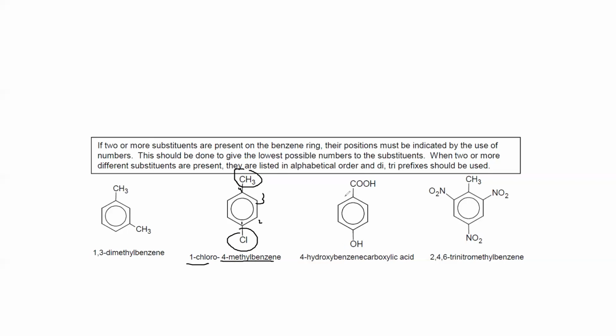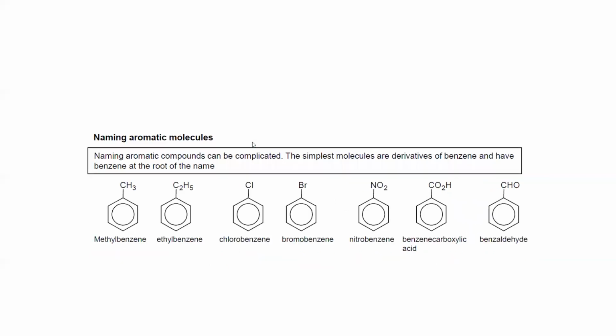Same way, if I count from here, 1, 2, 3, 4, the fourth position has hydroxy, and benzene carboxylic acid. If we count this with priority, 1, 2, 3, 4, 5, and 6, so 2, 4, 6: the second position, fourth position, and sixth position, we have nitro groups. That's why we call it trinitro and methylbenzene. Is it clear? So copy the names, these names first, the simple ones, and then the branched one.